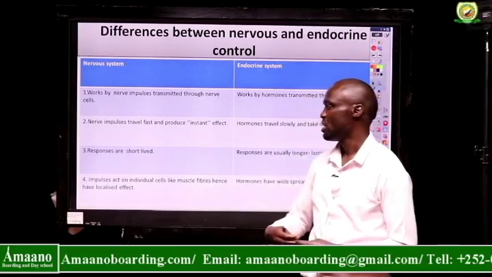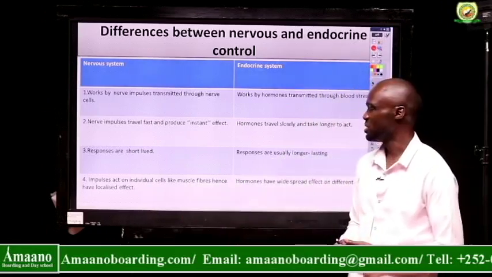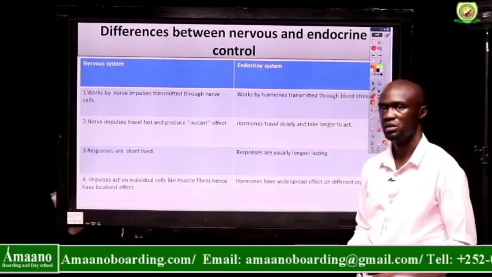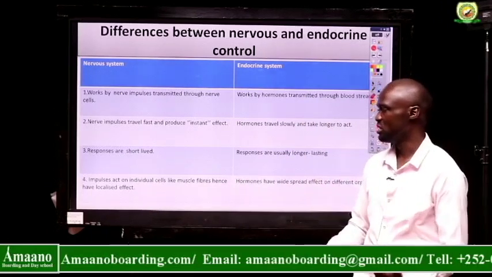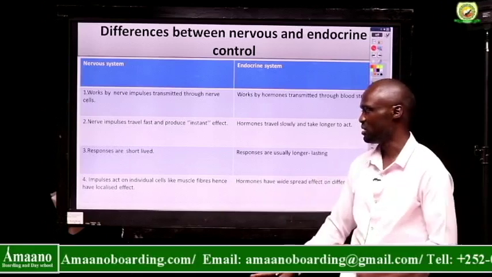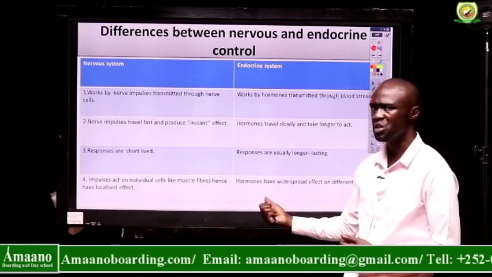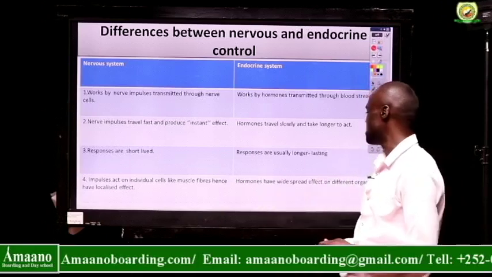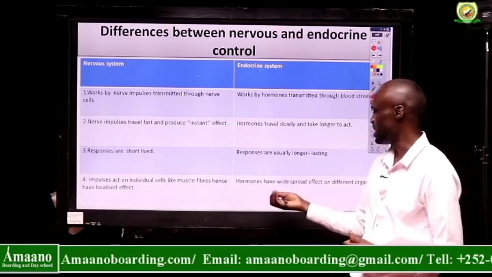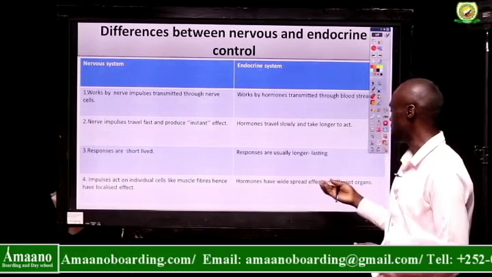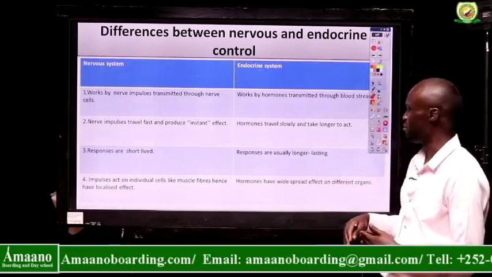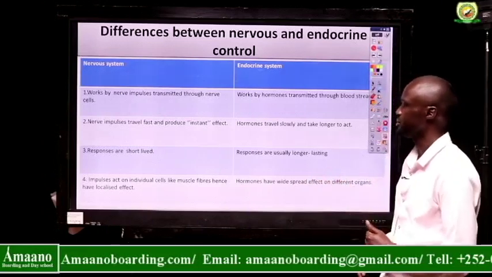Then number four, impulses always act on individual cells. If it is a muscle, they will act on a specific muscle, it contracts or relaxes, and that's it. But when you look at the effect of hormones, they affect a number of organs. They have a widespread effect on different organs. They affect many organs.